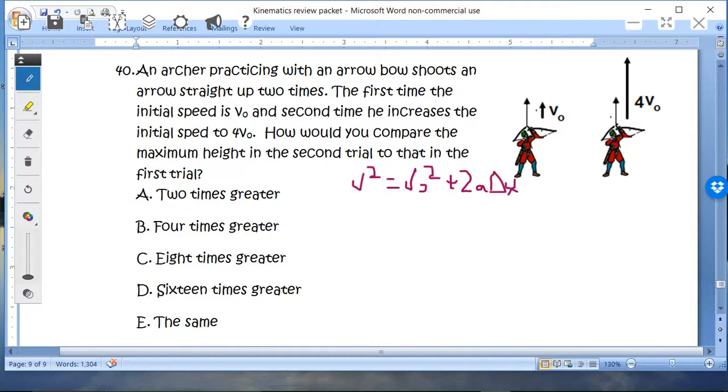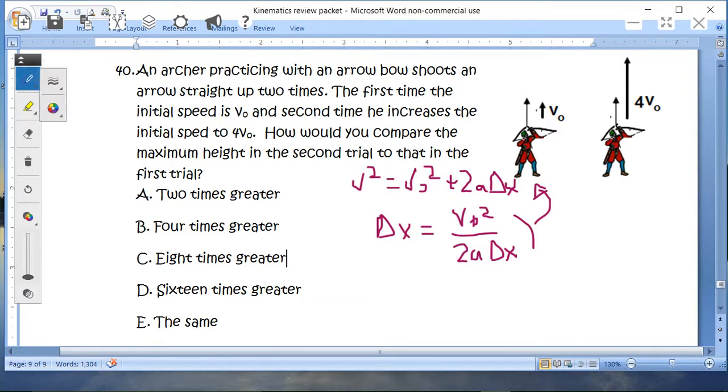Now, I'm looking for maximum height, so v is equal to 0. And as we did in the previous problem, this equation works out for delta x to be equal to negative v0 squared over 2a. This would be the case of what happens at v0. For the second trial, my delta x would look something like this, and I'll write it in a different color so it stands out.